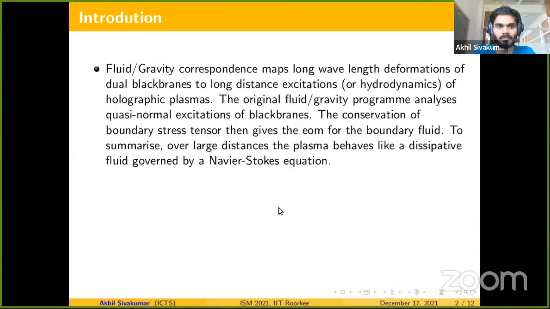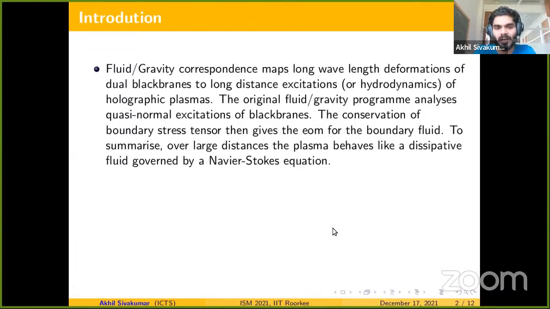So let me start by motivating the problem. We know the fluid gravity correspondence maps long wavelength deformations of dual black branes to long distance excitations, or hydrodynamics, of holographic plasmas. The original fluid gravity program analyzes Gaussian normal excitations of black branes. They find there are long-lived Gaussian normal excitations, and then you rewrite the boundary stress tensor in a fluid appropriate way, and the conservation of the boundary stress tensor then gives equations of motion for the boundary fluid.